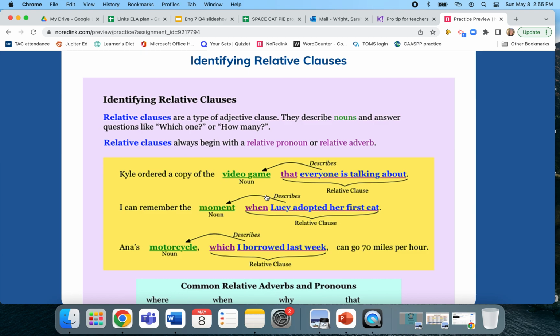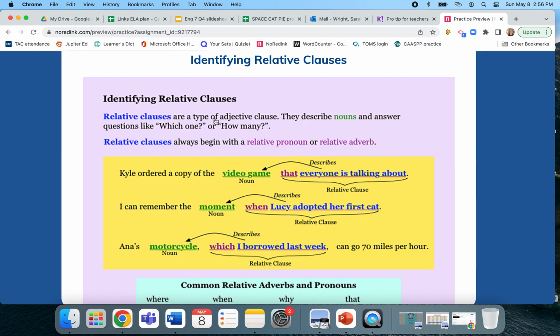Okay, relative clauses. Relative clauses are a type of adjective clause. They describe nouns and answer questions like which one or how many. So basically, relative clauses do the work that a really good adjective can do, but it's just less concise. It's less to the point, right? Like instead of saying Kyle ordered a copy of the video game that everyone is talking about, you could say Kyle ordered a copy of the popular video game, right? Or the notorious video game.